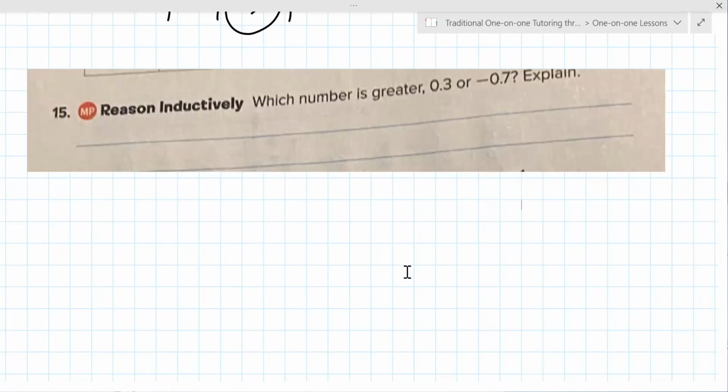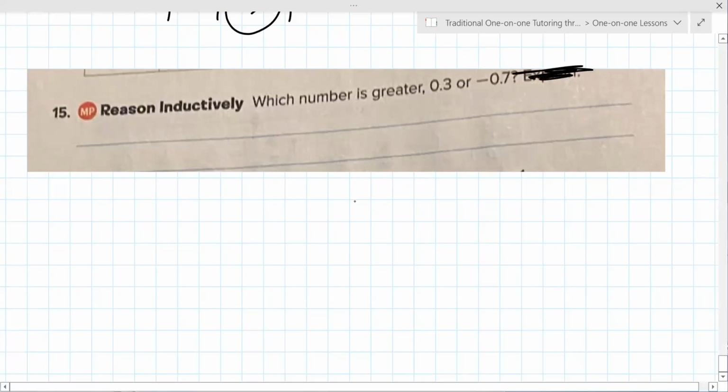Hopefully that's under 2 minutes. Okay. Yeah, let's look at a couple more problems here, Mason. Make sure to get these answered for you. So it says, which number is greater, 0.3 or minus 0.7? Can you give me the answer to that? It's 0.7. No. Yeah, 0.3.